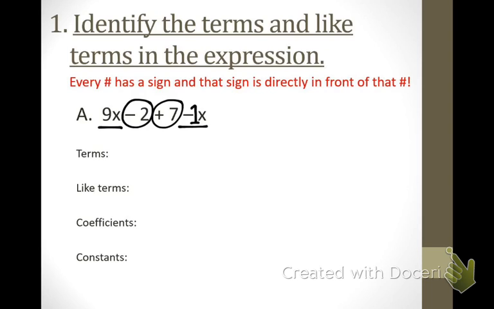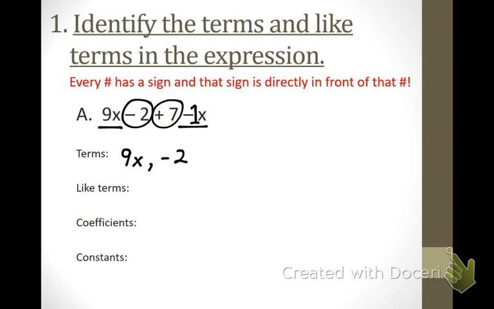So now what it's asking us is to come up with what the terms are. Remember, a term is a number that's added or subtracted together. The first thing is a 9x. So let's go ahead and write down 9x. Then we're going to put a comma because we're going to separate it. As you can see, the next term that's there is a negative 2. Remember, these are just the numbers or the variable terms that are being added together.